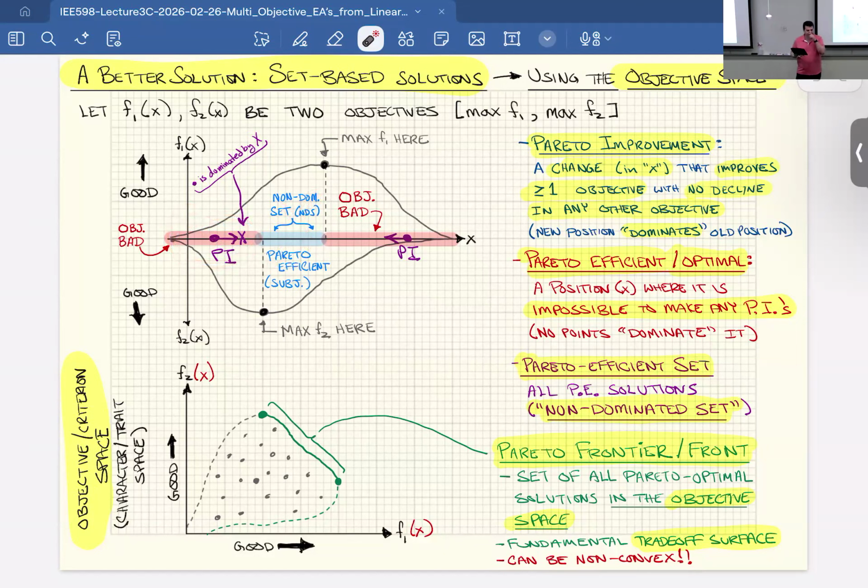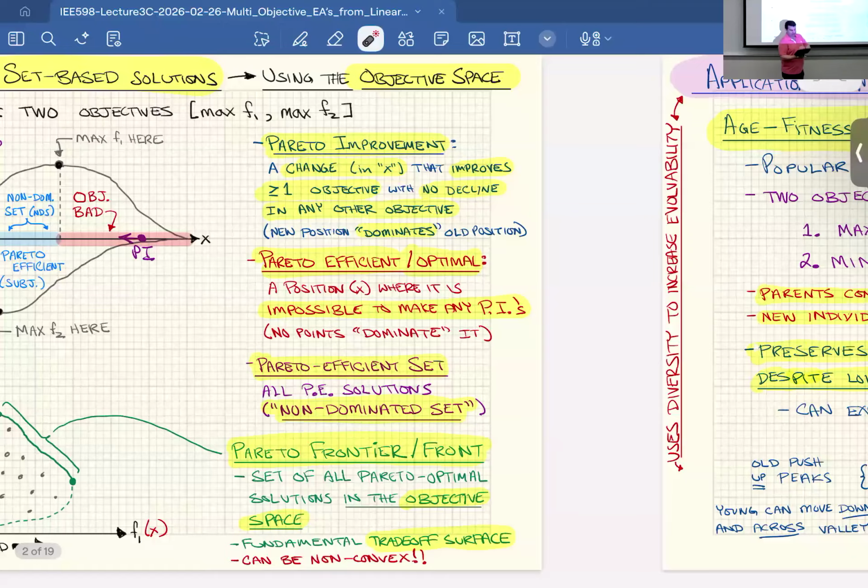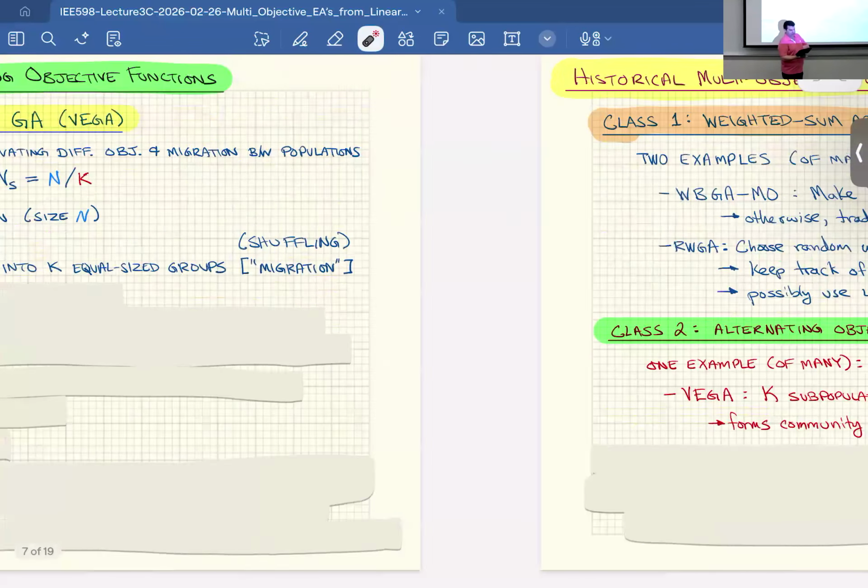Right, what would it look like if the front can be non-convex? I'm sorry, on the very final line? Oh, can be non-convex? I will show you that. That's a little hint of what's coming up.